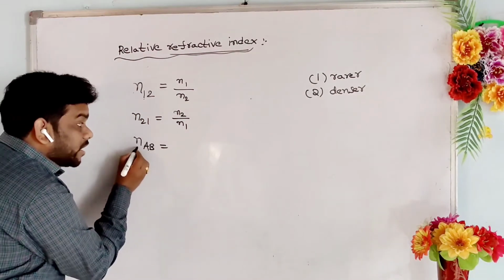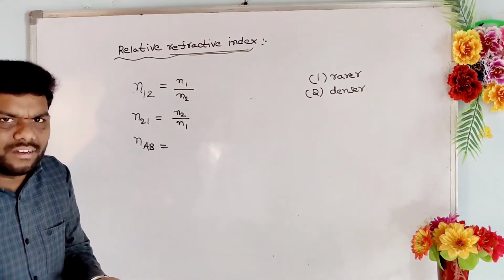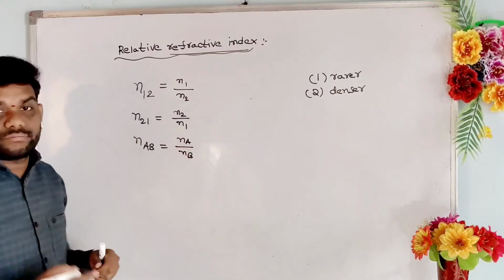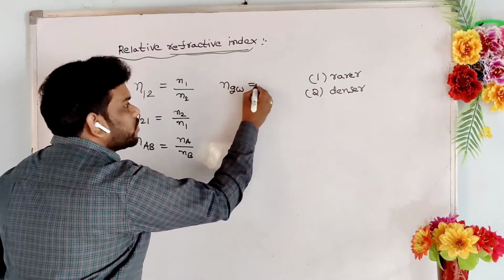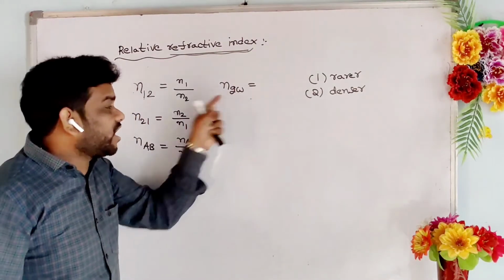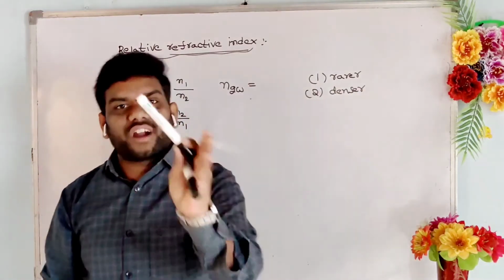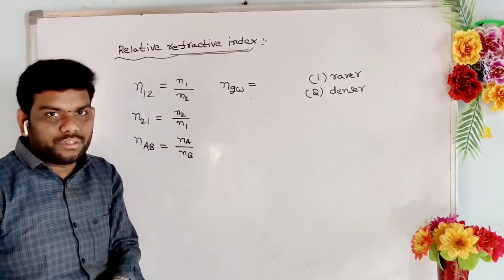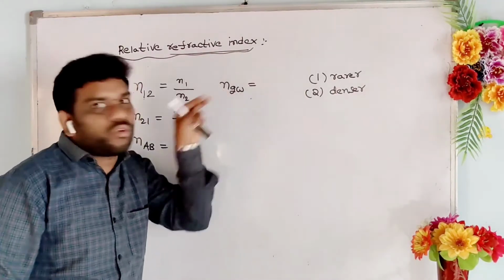NAB, refractive index of A medium with respect to B medium. What is the answer? NA/NB. Exactly. Similarly NGW. What are G and W? G means glass medium, W means water medium. So what is the meaning of NGW? Refractive index of glass with respect to water.